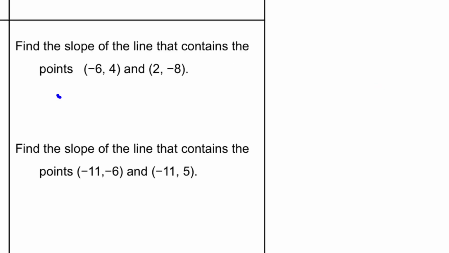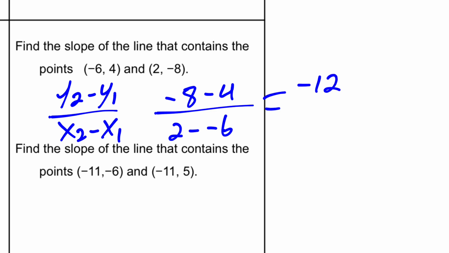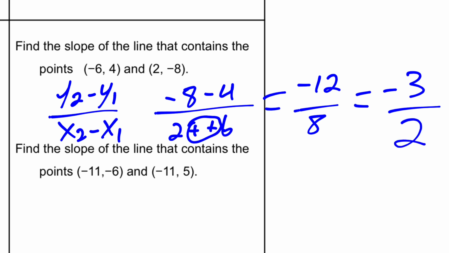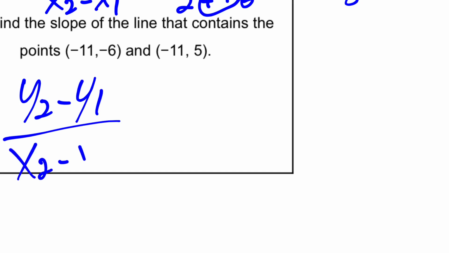We'll use that same formula, y2 minus y1 over x2 minus x1. This is negative 8 minus 4 all over 2 minus a negative 6. Negative 8 minus 4 is negative 12. Since there's 2 minuses, they become plus, and you get 8. If I simplify this a little bit, it's negative 3 divided by 2.